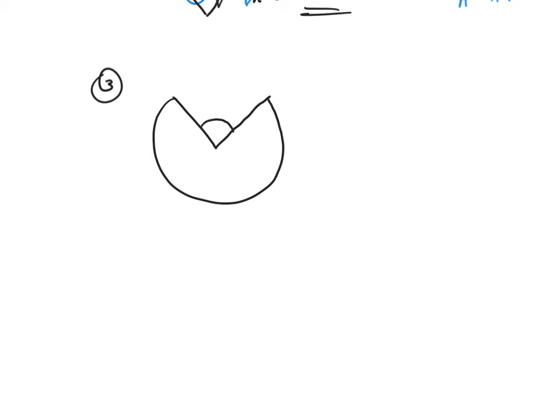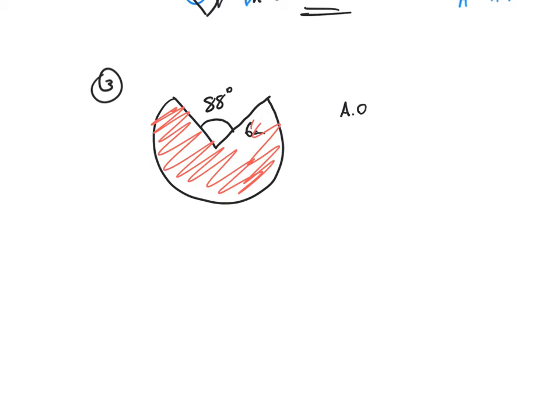Okay, example 3. I'm told that the angle is 88 degrees, and the radius is 6 centimetres, and I'm looking to find the area of the sector. So that's this bit in here. The area of the sector is given by a bit of pi r squared. What's that bit? Well, it's not 88 degrees because that's the gap. The bit is actually this bit in here.